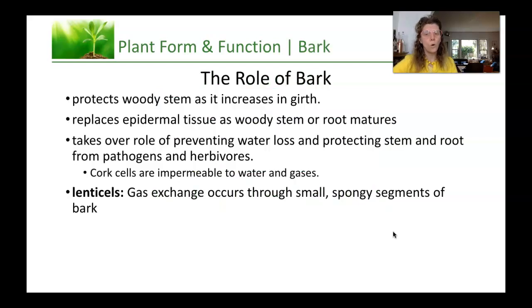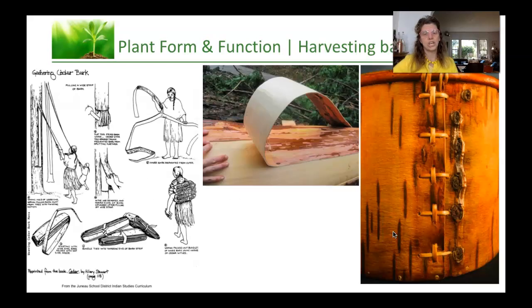Its role is really to protect woody stems and increase the girth. It replaces epidermal tissue as a woody stem or root matures. It prevents water loss and also protects against pathogens and herbivores. There are sometimes adaptations to increase gas exchange, even though we have this very strong protective layer. So we'll see things like lenticels in the bark, which look like lines and are spongy segments of bark for gas exchange.